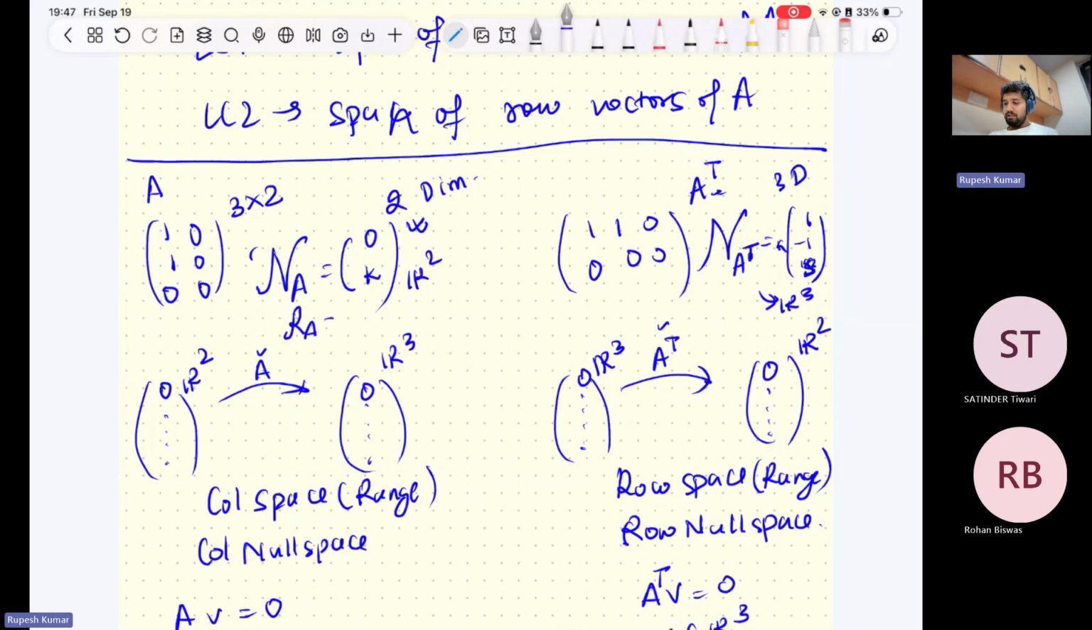Range of A is the range of column space, which is essentially alpha 1 into 100 plus alpha 2 into 110, the span of these two column vectors. That's it. Here, the range of A transpose is essentially beta 1 into 1 0 plus beta 2 into 1 0 plus beta 3 into 0 0. So basically take the span of column vectors. That's it. You will get the range.